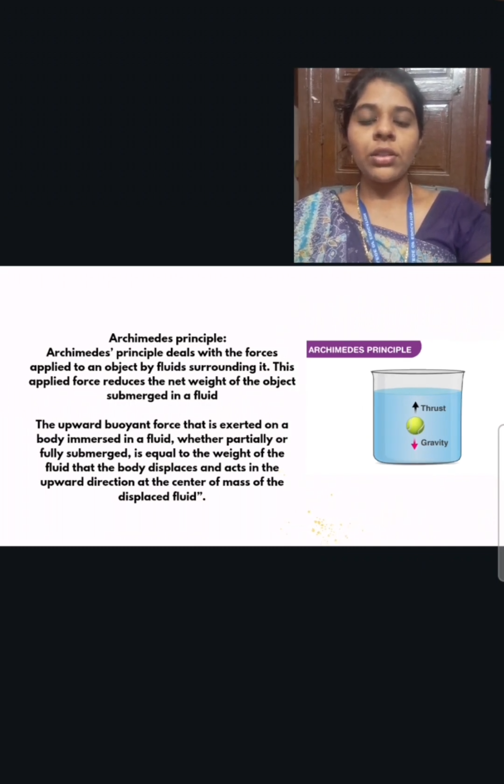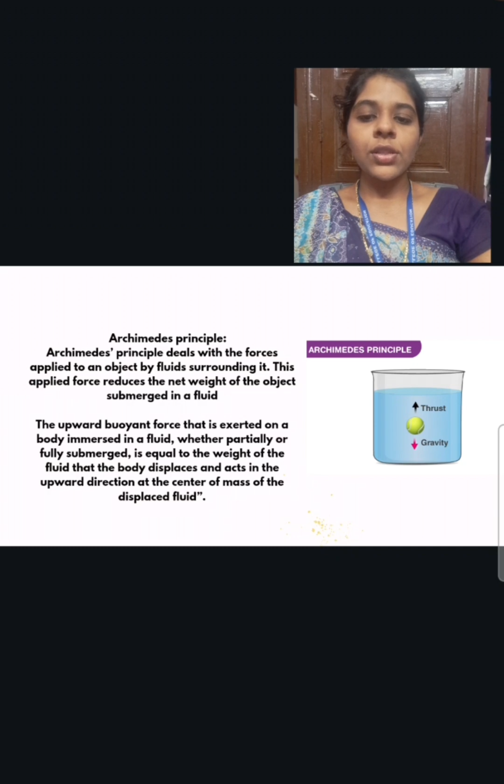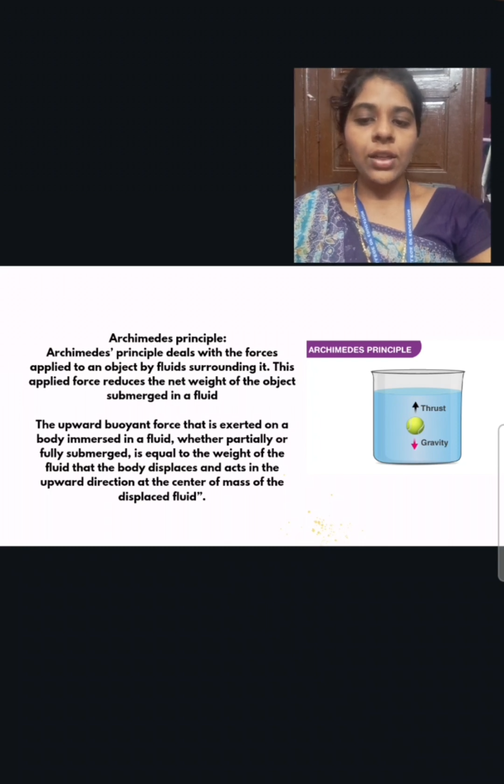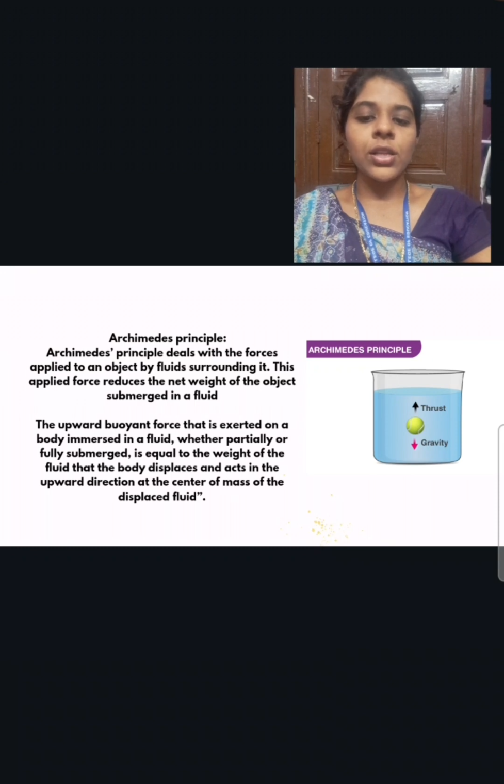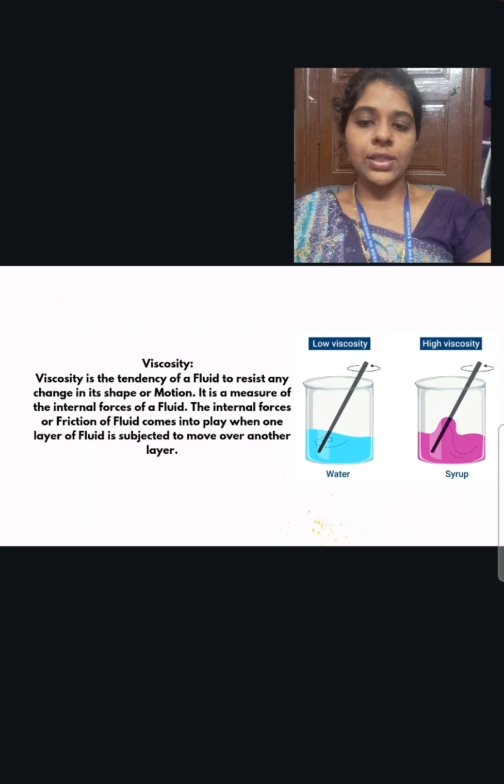Archimedes' principle deals with the forces applied to an object by the fluid surrounding it. This applied force reduces the net weight of the object submerged in a fluid. The upward buoyant force that is exerted on a body immersed in a fluid, whether partially or fully submerged, is equal to the weight of the fluid that the body displaces and acts in the upward direction at the center of mass of the displaced fluid. Now let's see about viscosity.